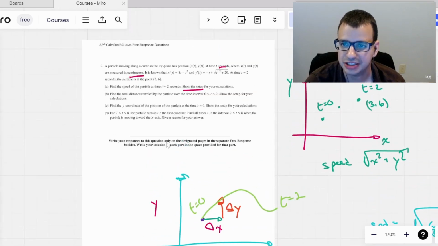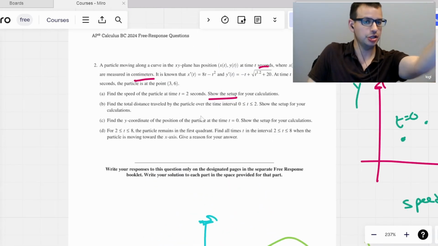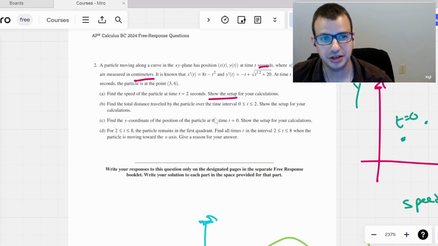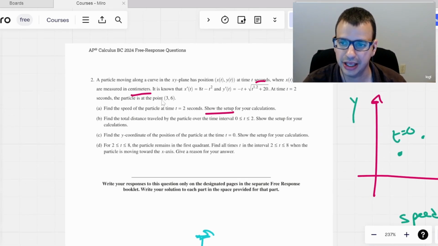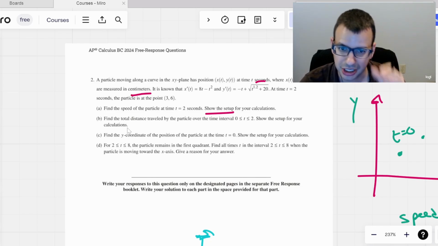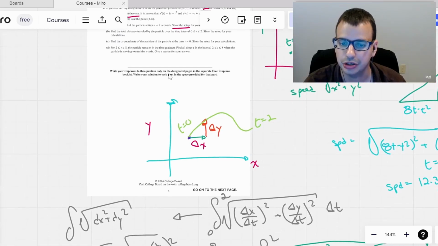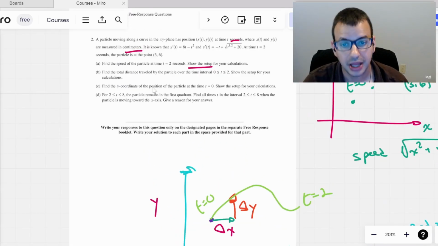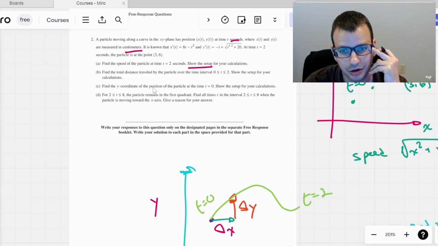Let's see what they ask. Find the total distance traveled. Yep, distance traveled, so how far it changed positions. If they asked for its total position, that would be different, because then we'd have to use the final point. So the setup for your calculations, yep, that's kind of a hint that you can use your calculator. I'm like, yes, we can, that's good. So now we want to find the y-coordinate of the position of the particle at time t equals 0. Show the setup for calculations.